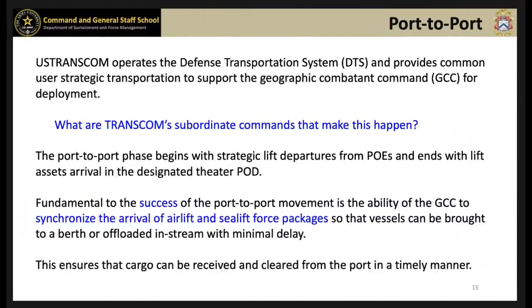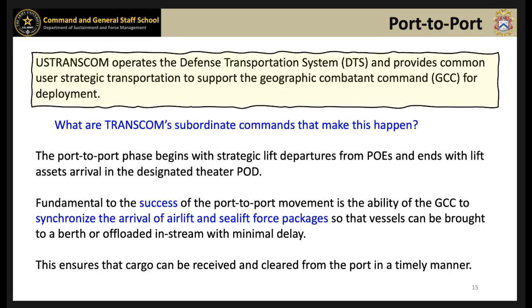TRANSCOM operates through three subordinate commands: the Surface Deployment and Distribution Command, SDDC, Military Sealift Command, MSC, and Air Mobility Command, AMC. Together, these commands enable rapid response to various contingencies. TRANSCOM manages the Defense Transportation System, offering strategic transportation for the Geographic Combatant Command to support deployment operations.